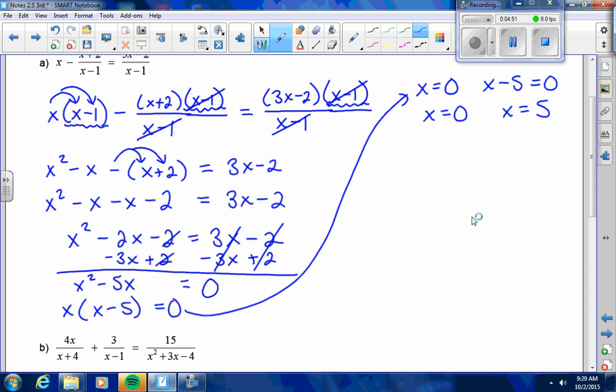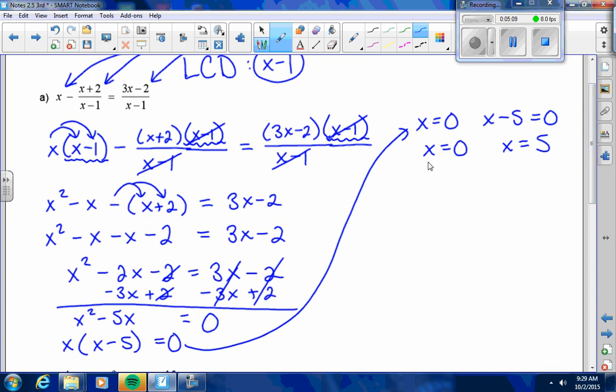Now notice what else it says in the directions. What did it say? Check for extraneous solutions. What does that mean? Check for a solution that may not work. I have two solutions, so separately I need to plug them into the equation to see if they're going to work. So let's start with checking x equals 0.